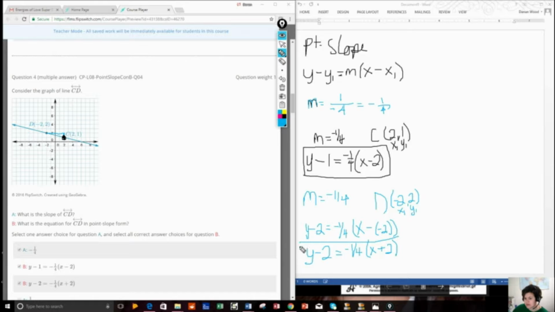So there's the second equation I could be looking for. Now we could write many more. I could use this point right here at 6, 0, but I'm not going to because the 2 points that were given are C and D, and so that's the first ones I'm going to look for.